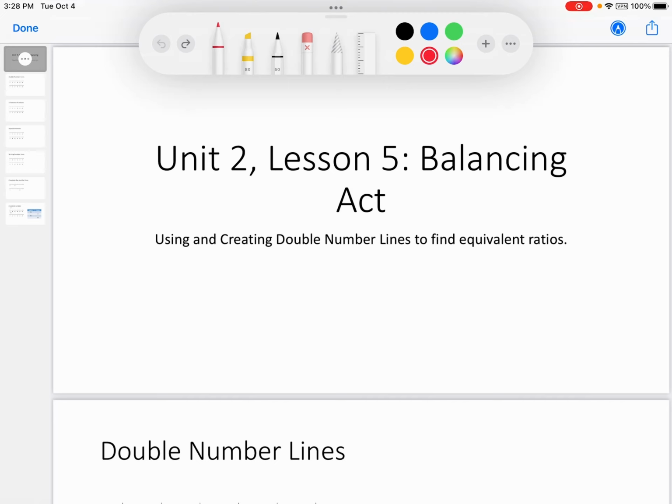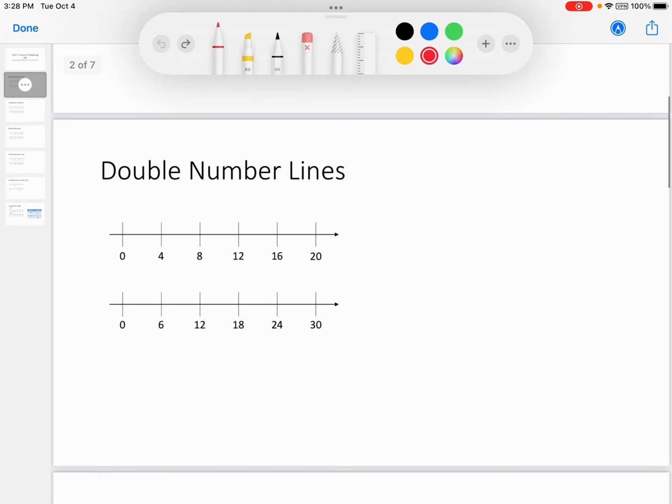All right, so the idea of this is that you're going to create double number lines, and those double number lines will help you find equivalent ratios. So as you were doing the activity, you should have noticed that every time the balance was balanced, the numbers would line up.